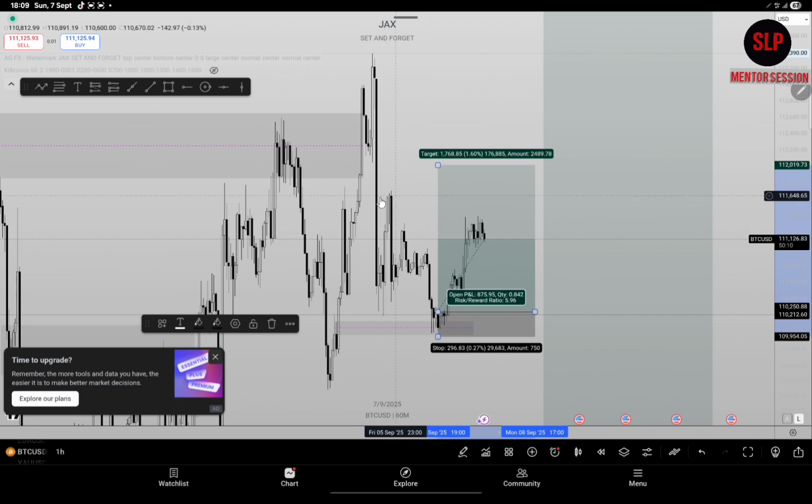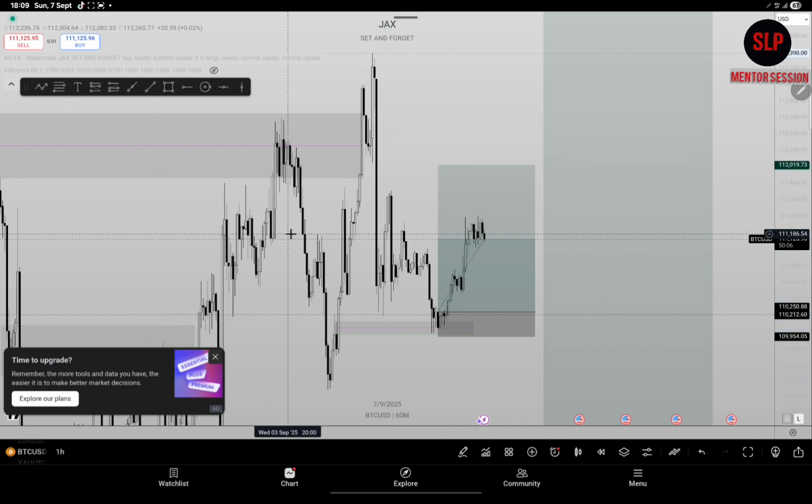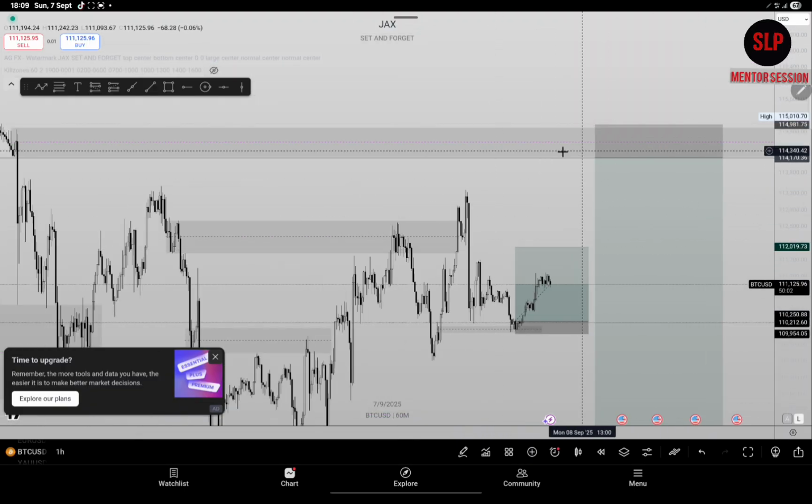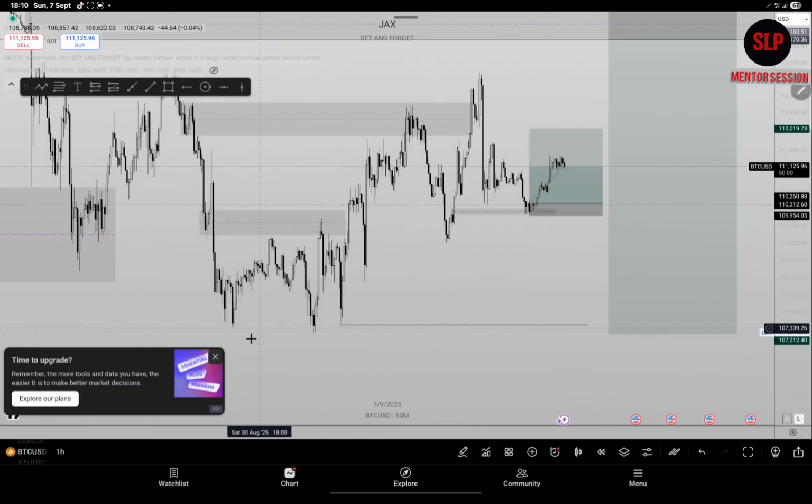And this is one, I think it's 1 to 6 or something, so it's a good trade. It's a good trade. Breaker block, whatever. Let's go on to the next stuff.